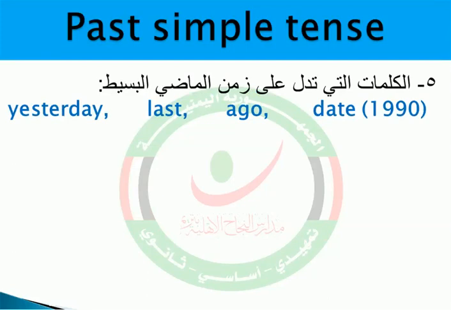Yesterday, last, you can say last month, last year, last Tuesday, ago, date, for example 1990 or 2015, any date.